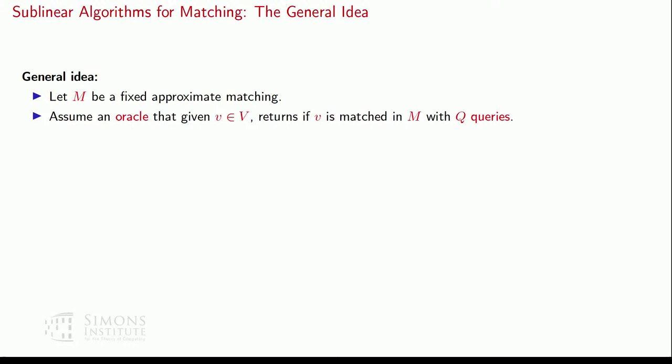Okay. So this is some matching that's fixed somewhere. We do not have access to it directly. But there's some oracle. We can ask the oracle, is this vertex matched inside this matching or not? And the oracle spends Q time, makes Q queries, and responds whether the vertex is matched or not. Okay. So suppose that we have this oracle.